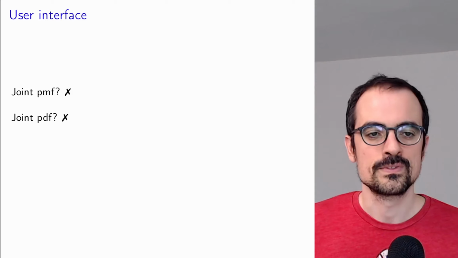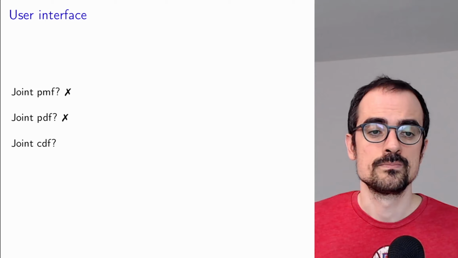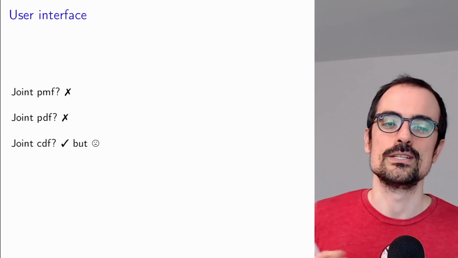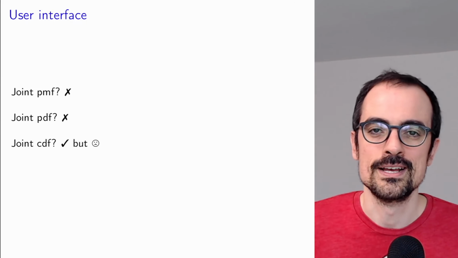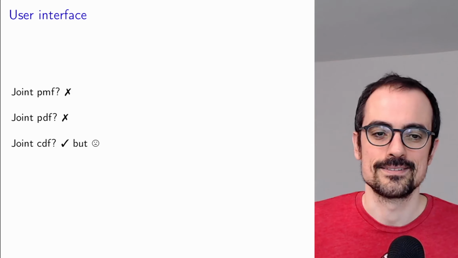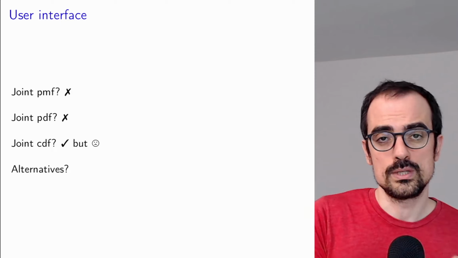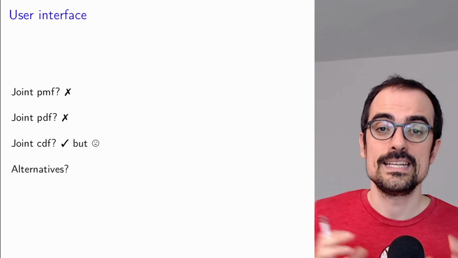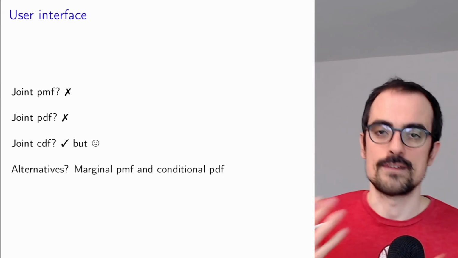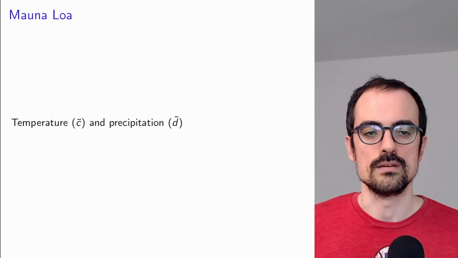So also no. Could you do a joint CDF? Think about it for a moment. The answer is actually yes, but we don't because it's super annoying to deal with. And you can take a look at the video on multiple continuous variables to see just how annoying joint CDFs can get. So because of that, the way we manipulate discrete and continuous variables jointly is through marginal PMFs and conditional PDFs, or vice versa. We're going to start with the marginal PMF and conditional PDF because it's just easier to define.